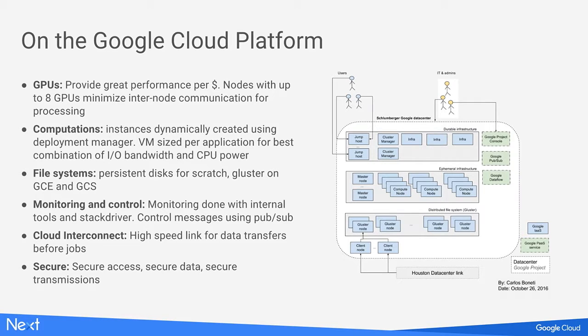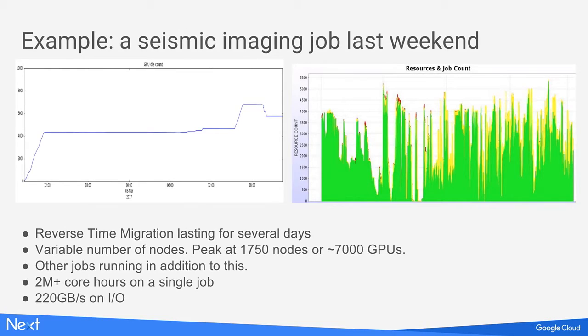Finally, we have what we call a FAT link. It's a 20 GB link between our data center in Houston and Google data centers. That allows us to move the massive amounts of data that we have between our data center and Google. And when I say a massive amount of data, a job commonly requires 60 to 100 terabytes of input data to start running.